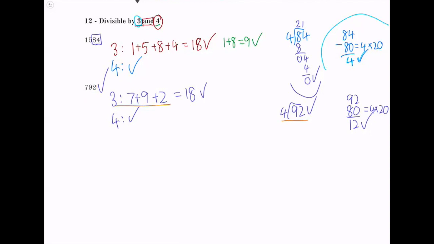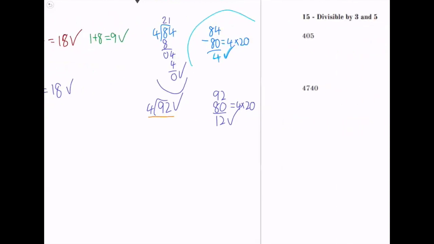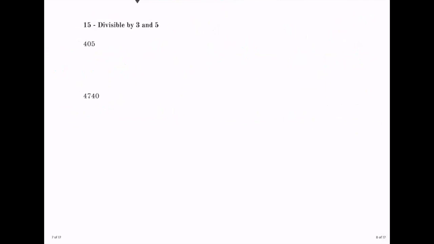Okay, got it. Let's move on to 15. This is going to be the last trick. So for 15, it has to be both.